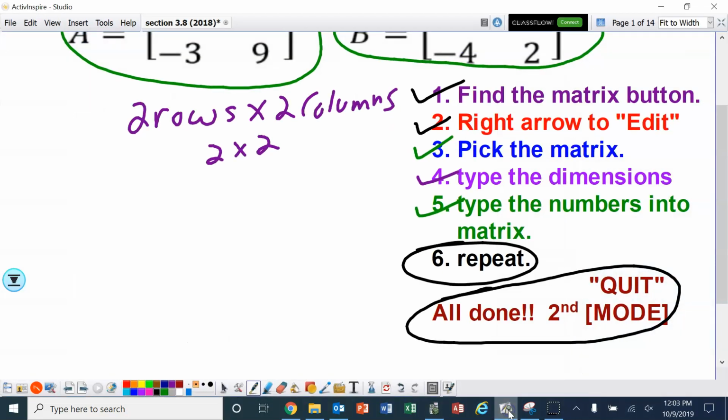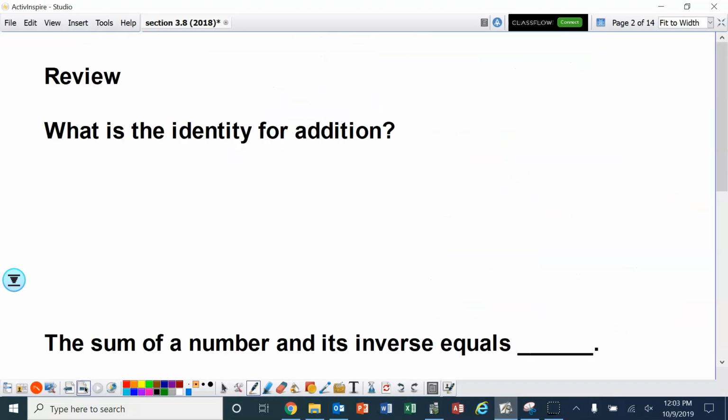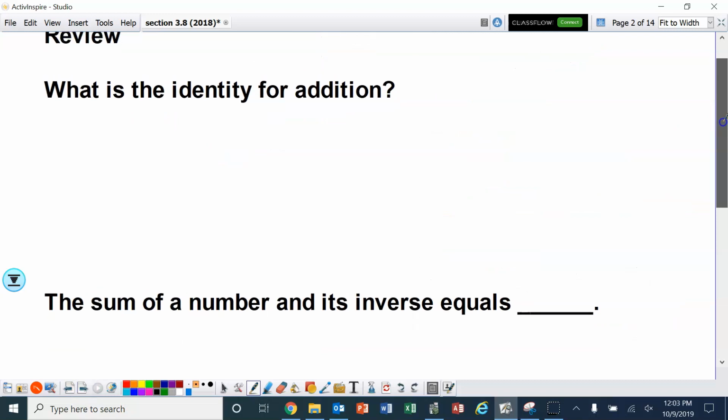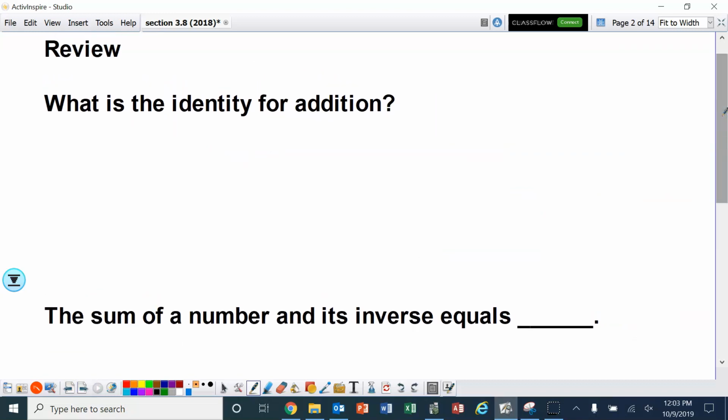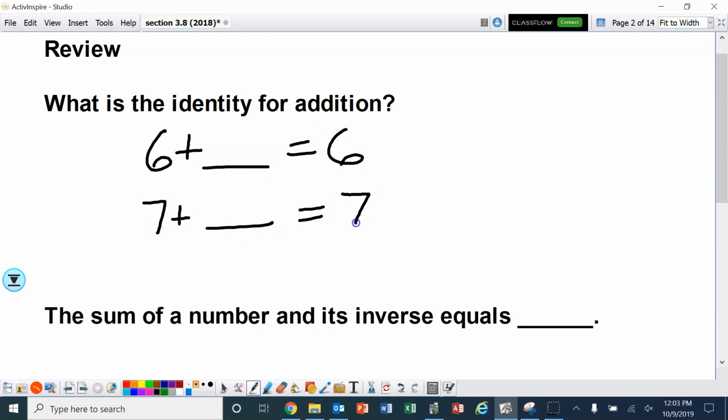All right, let's go to the next page. So we know how to type things into the matrix now. Now we're going to do a quick review. What is the identity for addition? So 6 plus what equals 6? Or 7 plus what equals 7, and so on. The identity for addition, remember, is adding 0.